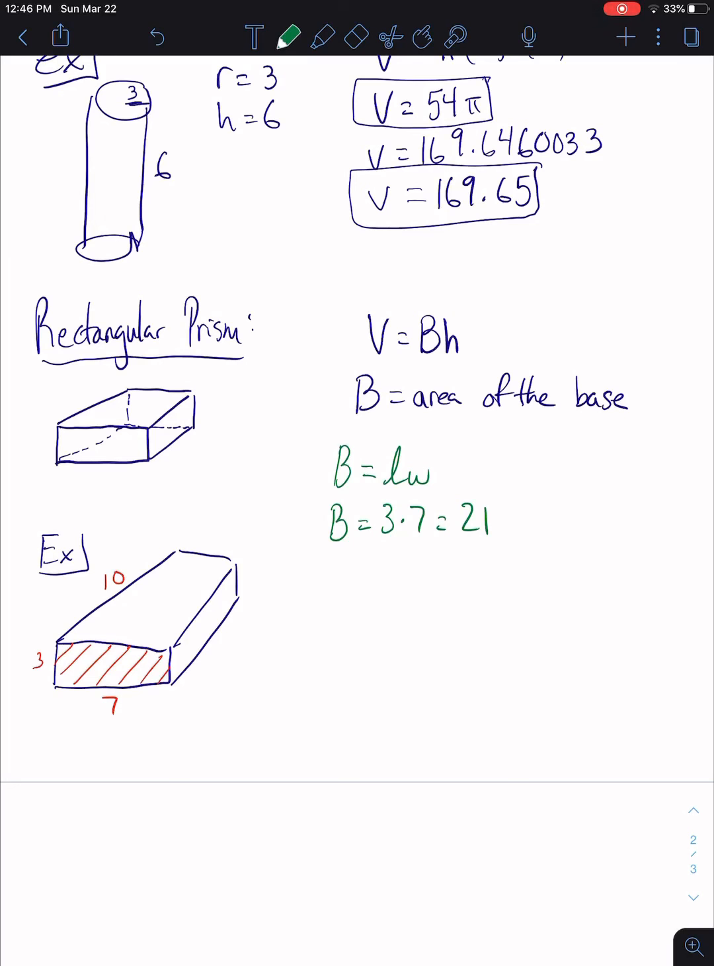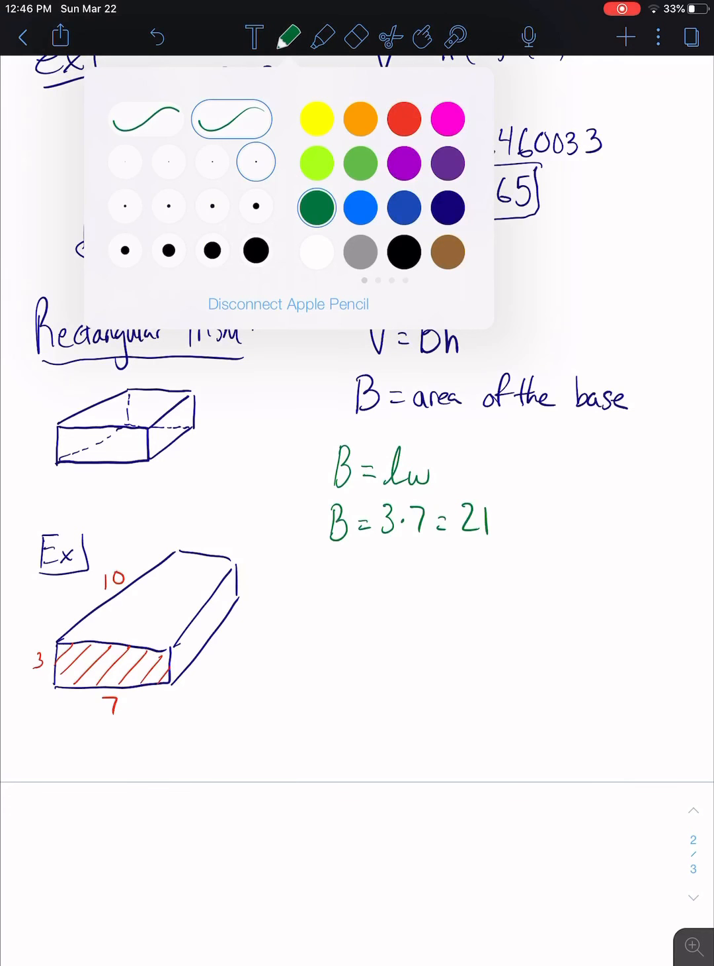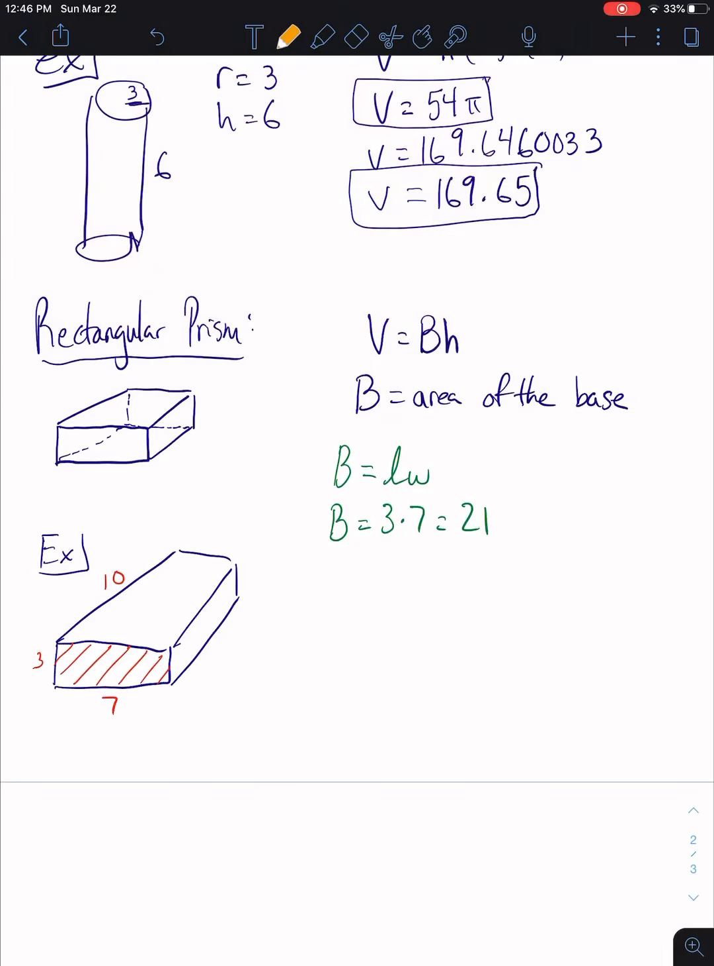Okay, now we're going to plug in to find our volume. Okay, so finding our volume here, we've got volume is B times H. Okay, our H is this 10 here, so our volume is going to be 21 times 10. Our volume is going to be 210.